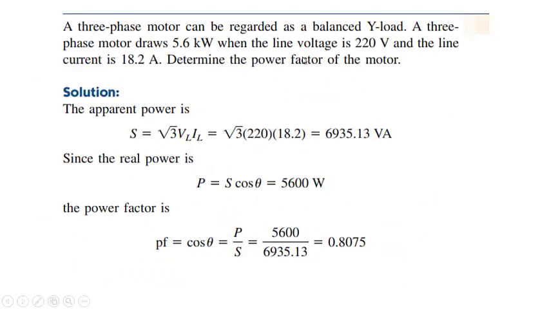Now one more numerical, this is very important. A three-phase motor can be regarded as a balanced wye load. The three-phase motor draws 5.6 kilowatts, that's power, and the line voltage is 220 volts and the line current is 18.2 amperes. Determine the power factor of the motor. We know that S is equal to root 3 VL IL, that is this much. So we have calculated the apparent power. Real power is given, 5.6 kilowatts, that is 5600 watts. And this real power is, as we know, equal to S cos theta. So we can get cos theta as P divided by S. So P is 5600, S is equal to this. This is the power factor of the motor.